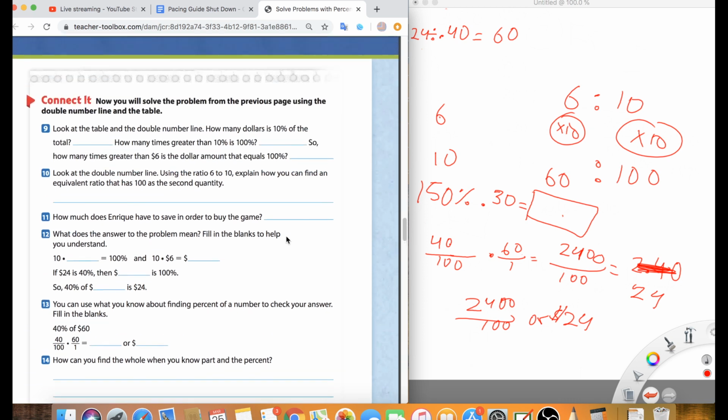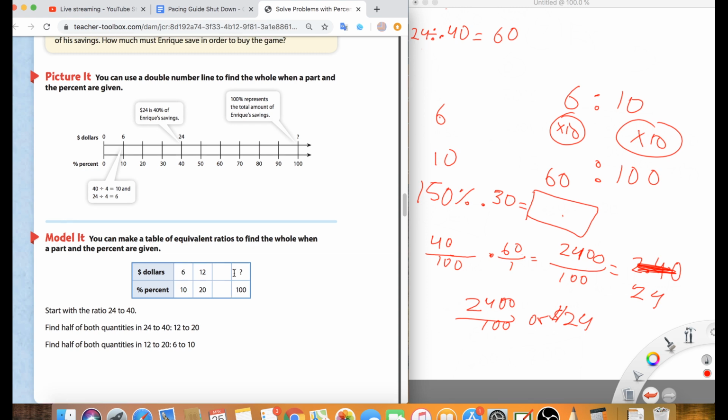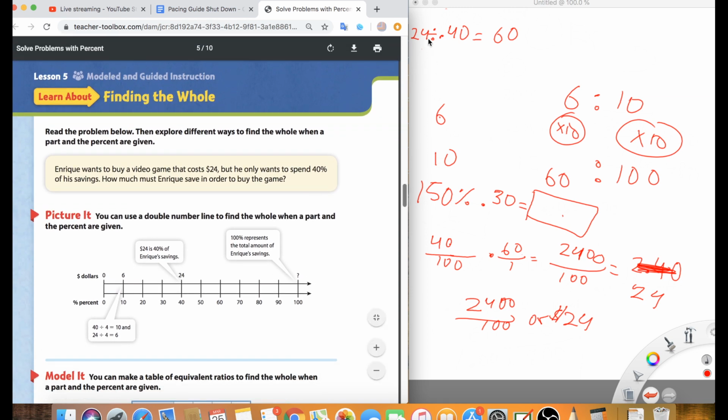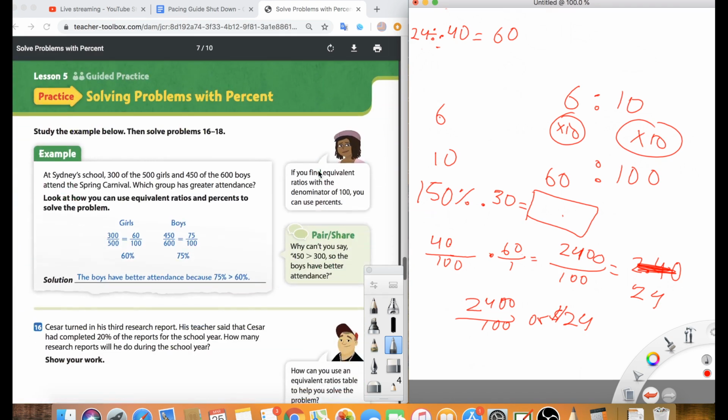Don't worry too much about all these steps here in the double number line and the ratio tables. Maybe this one, to figure out how you skip count, like if it's times 10 here, it's times 10 here. But most of these problems, you'll be able to solve by either dividing by the percentage or multiplying by the percentage. You just have to get used to the word problems, but the next pages should have good practice with those.